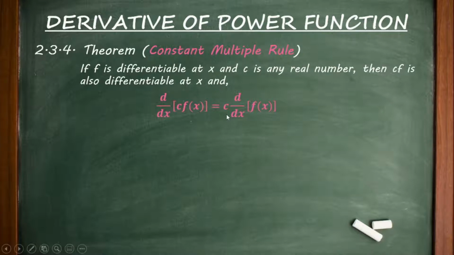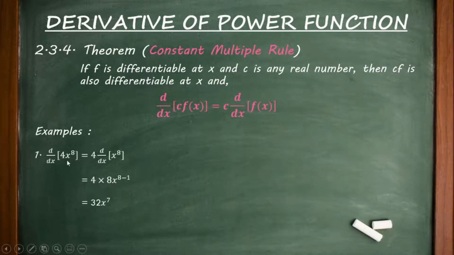Theorem, constant multiple rule. If f is differentiable at x and c is any real number, then cf is also differentiable at x, and this is the theorem of the constant multiple rule. It means that c is a constant and f of x is a function. Then when we differentiate this, we can bring this constant to the outside and then differentiate the function. To understand more, let's see the example.